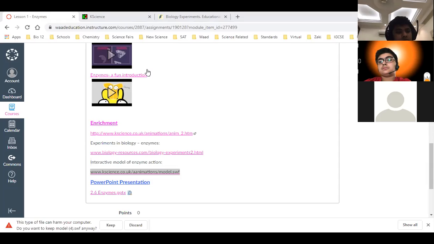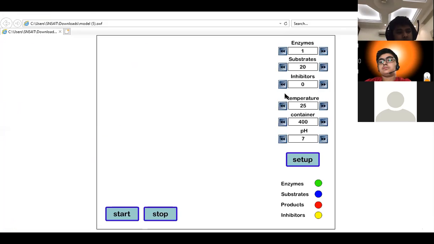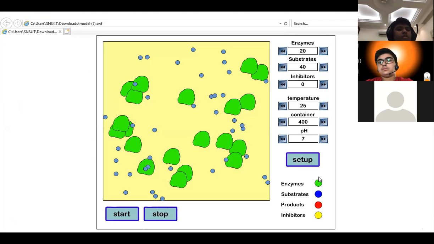Okay, let me make a new file share. I hope you can see this. Over here, we have the enzymes. We can increase the number of enzymes. Let's say I'm putting 20 enzymes. And we have about, let's say, 35 substrate, the food molecule. There are no inhibitors right now. The temperature is 25. The container size is 400. And let's see how it's going to look.